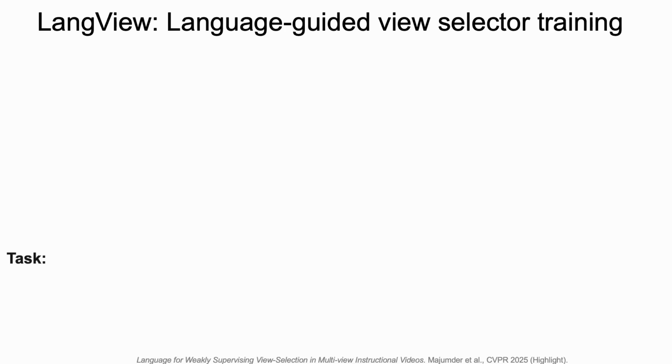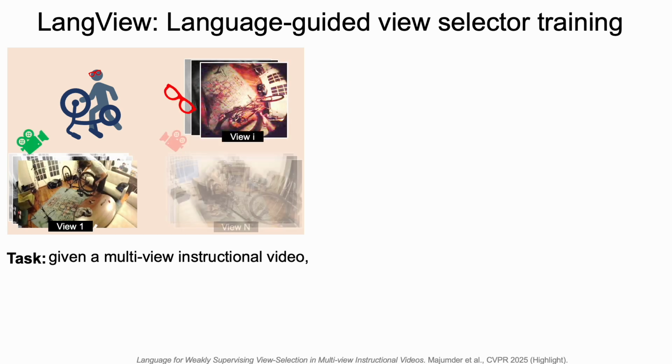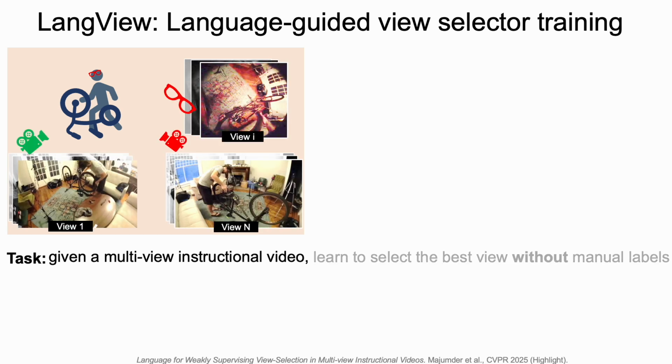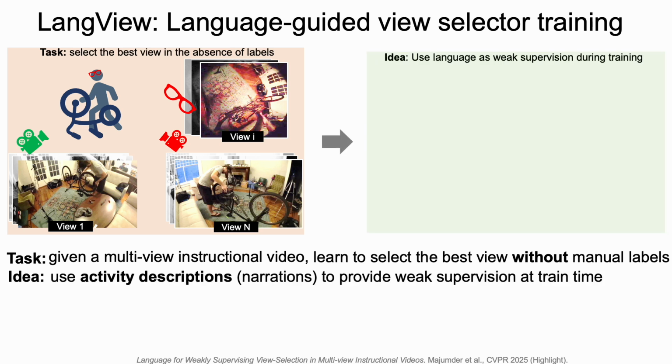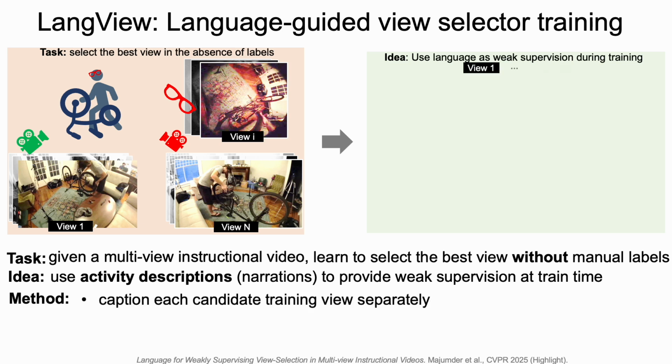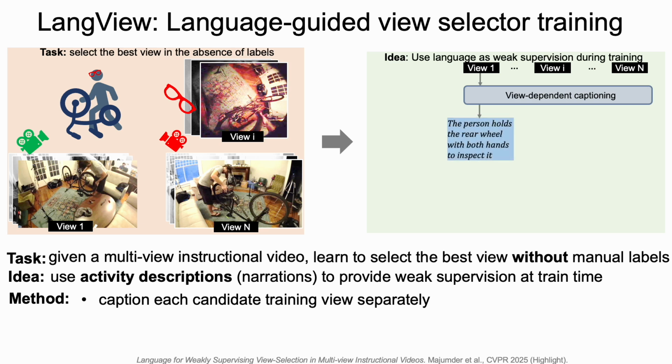In this work, we tackle a view selection task where, given a multi-view instructional video, the goal is to choose the best view in the complete absence of best view labels. Here the key idea is to use text descriptions of the video to provide weak supervision to bootstrap the view selector training. Specifically, given a multi-view video, we feed each view to an off-the-shelf video captioning model, which produces a view-dependent caption for each view.